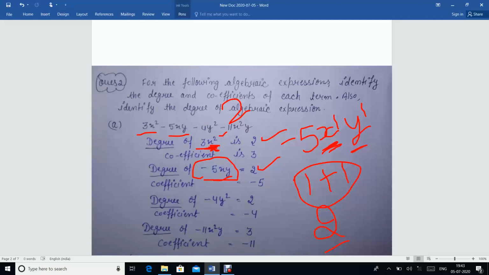You can see that the next term is minus 4y square. As you can see, 2 is the power of the variable y, so 2 will be the degree of minus 4y square.